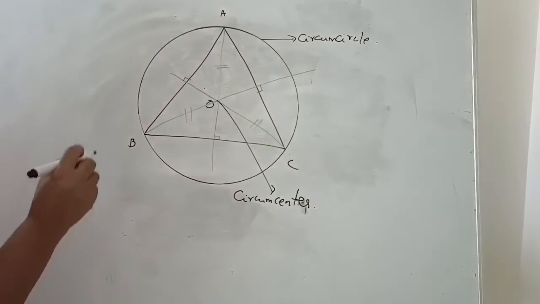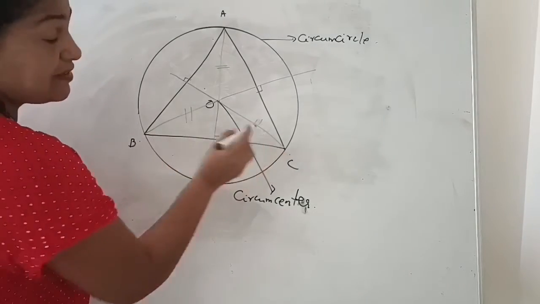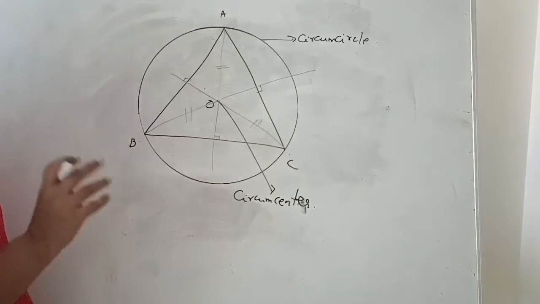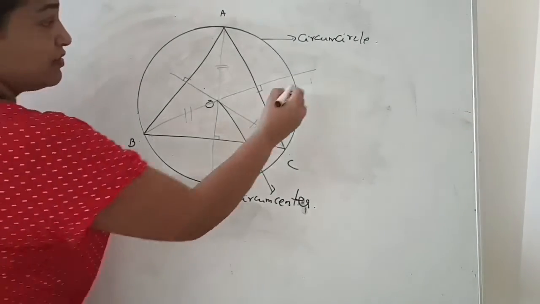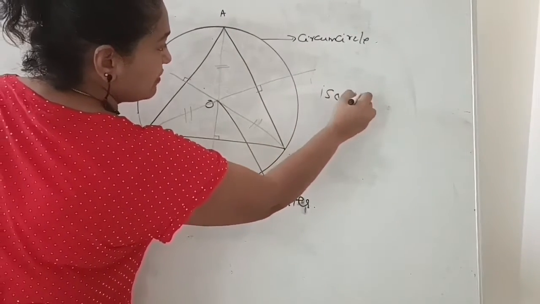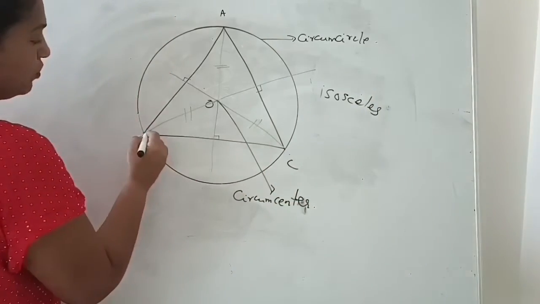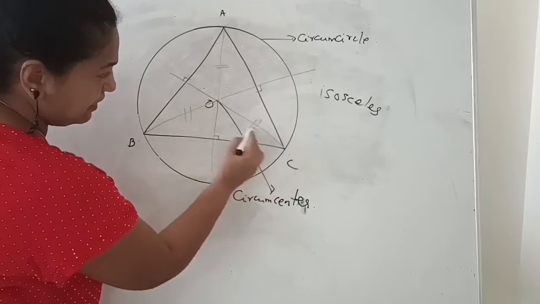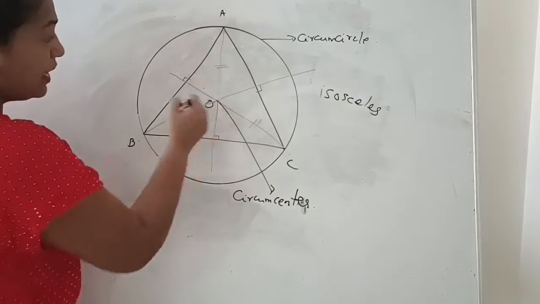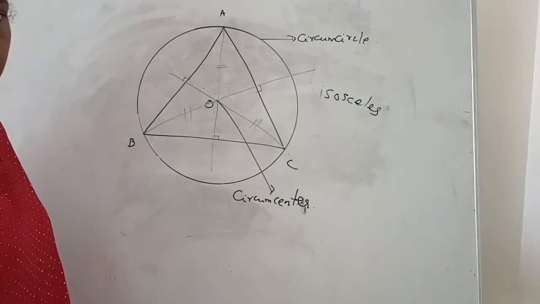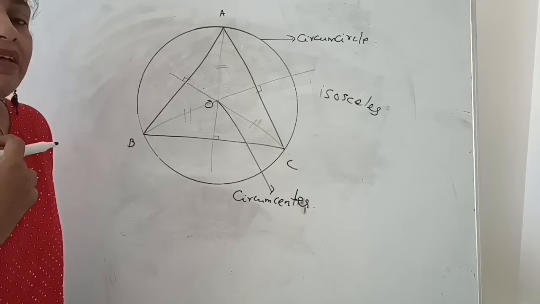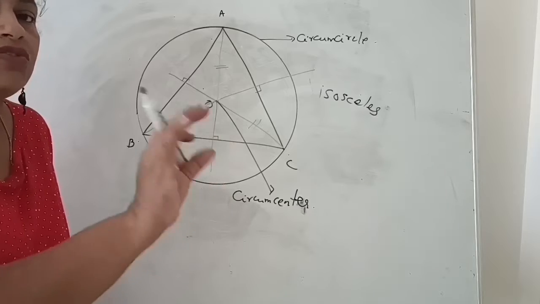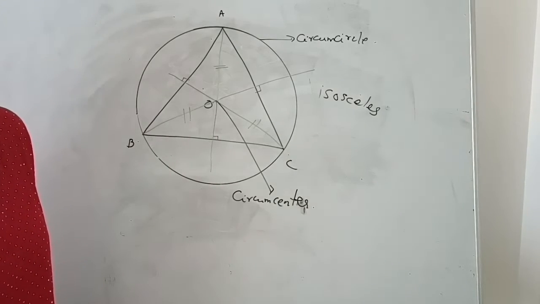Now OBC is a triangle. OB is equal to OC. When two sides of a triangle are equal, such a triangle is called an isosceles triangle. So OBC is an isosceles triangle, OAC is an isosceles triangle, and OAB is an isosceles triangle. So basically, my circumcenter and the circumradius are dividing that entire triangle into three isosceles triangles.